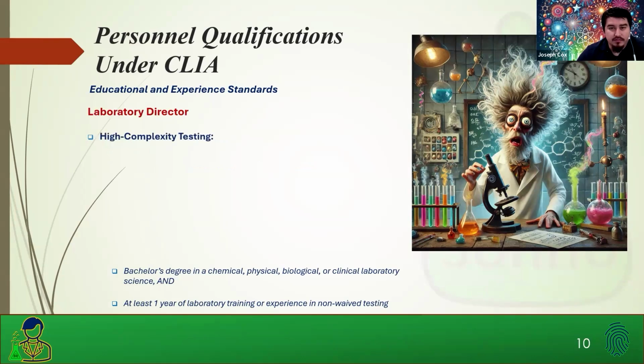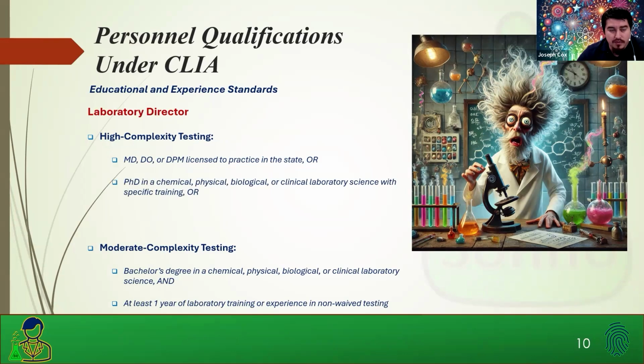And for laboratory director, for high complexity and moderate complexity. Moderate complexity, bachelor's degree, chemical physical science with 1 year of laboratory training for moderate complexity. But in high complexity, you have to either be an MD or have a PhD in chemical, physical, biological science. And sometimes there's additional board certification or experience that may be required. Actually, there is board certification for high complexity. It's supposed to be for moderate or high complexity. So you need to have board certification. As a PhD, you must have a board certification as well.